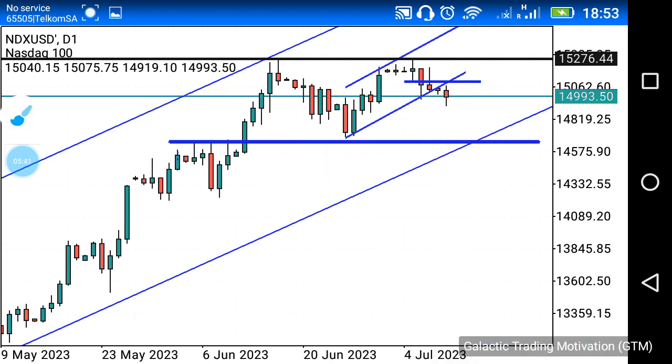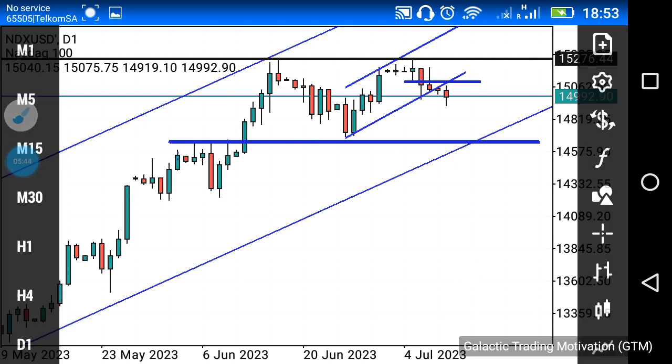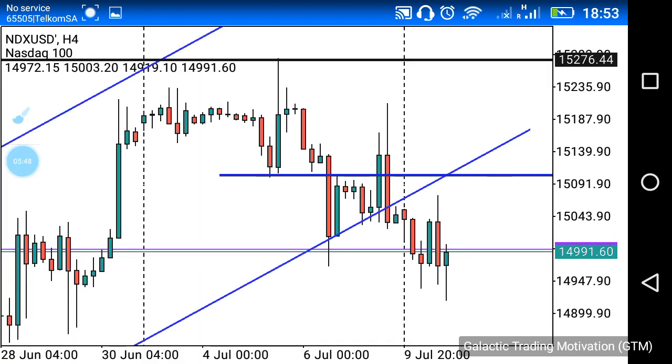and let's see what is happening on the H4 chart. Just bear with me. Let's have a look. Here we are on the H4 chart.